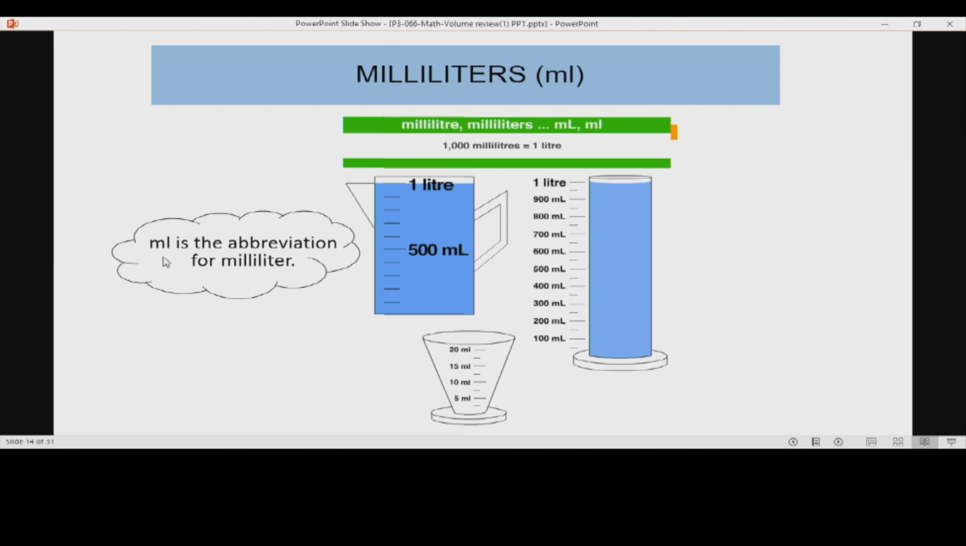ml is the abbreviation for millilitre. When you see ml, you know it means millilitres. How many millilitres in 1 litre? 1,000 millilitres equals 1 litre. Well done.